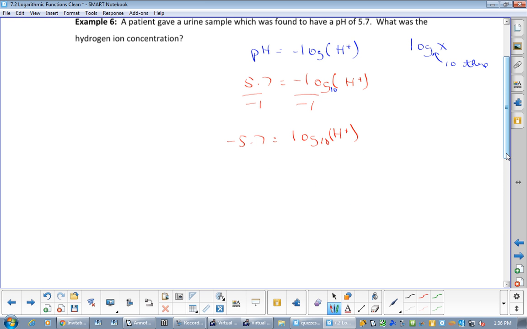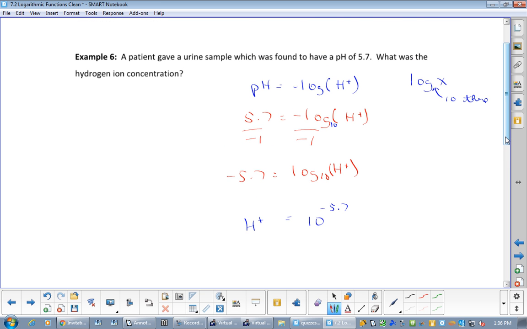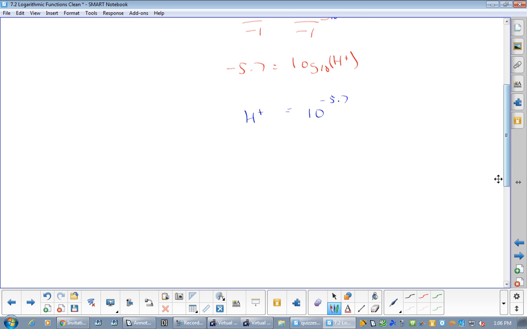Okay? So you're going to do that on your diploma. Now, how would I solve this? Switch it to exponential. So on the right side, what would I write? 10 to the exponent, negative 5.7. What's on the other side? H plus. And that's what they wanted. What is the hydrogen ion concentration? This is hydrogen ion concentration.